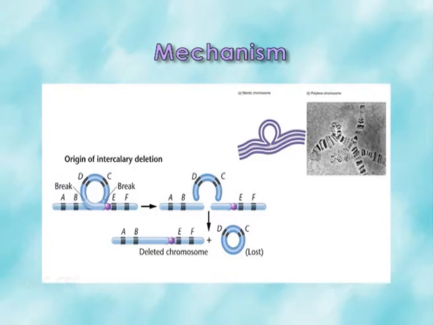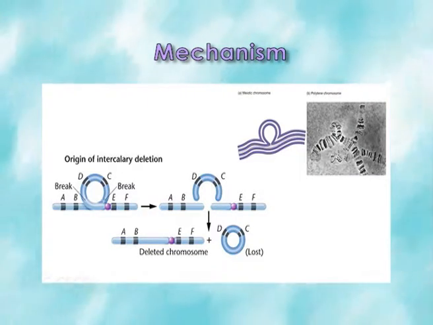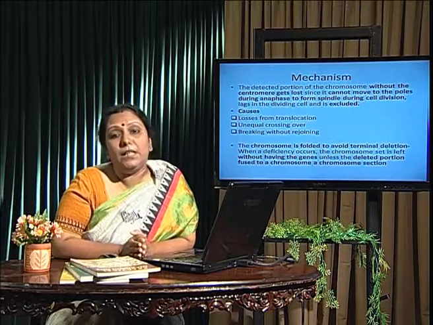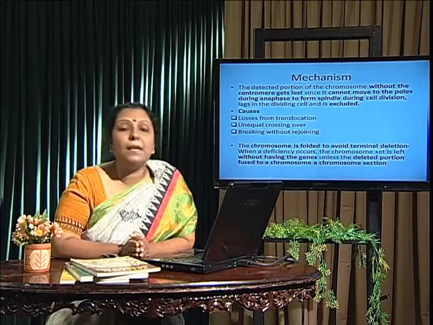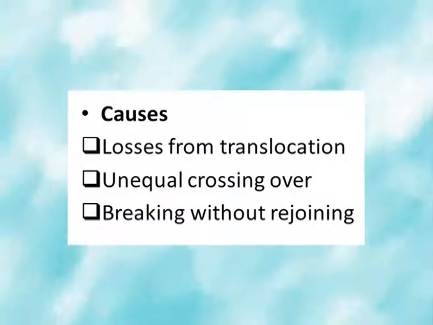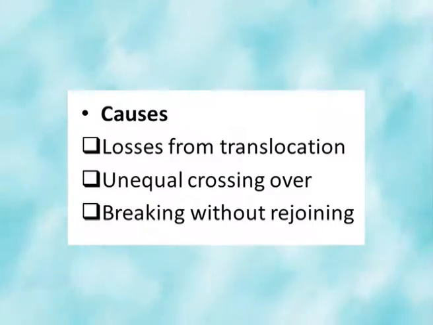Mechanism: suppose some centromere portion is getting lost, and that particular lost portion without a centromere will fail to make the spindle during cell division. So, that will be lost by cell division. The causes may include three factors: maybe the loss during translocation, unequal crossing over, as well as breaking without rejoining.